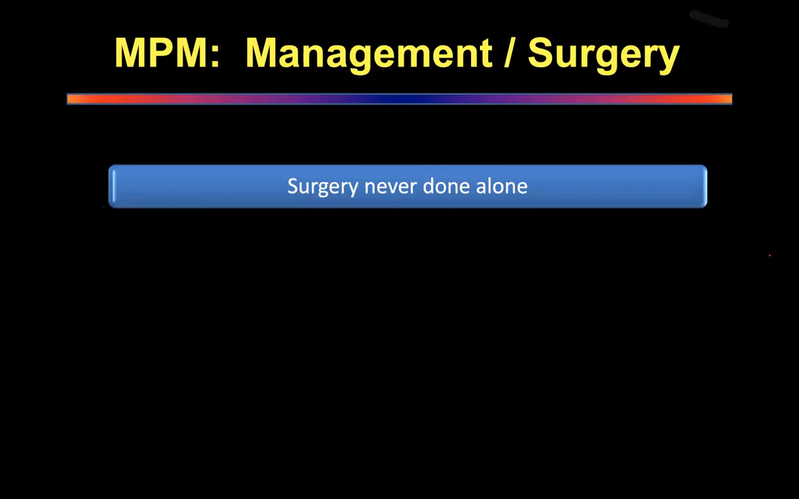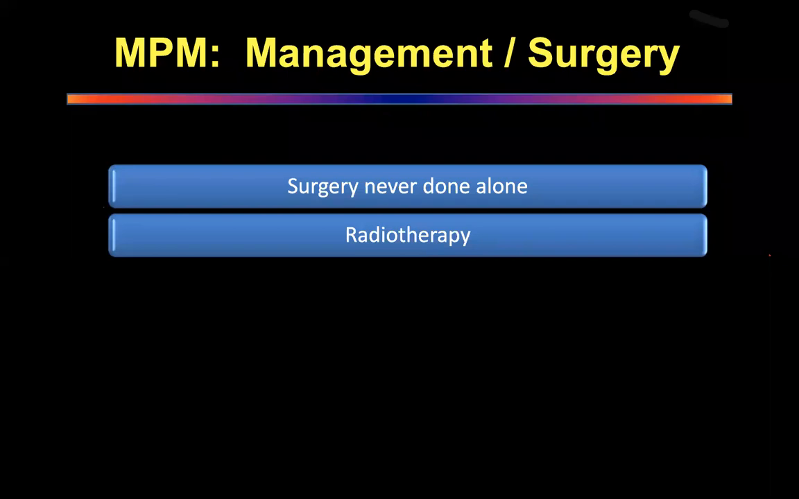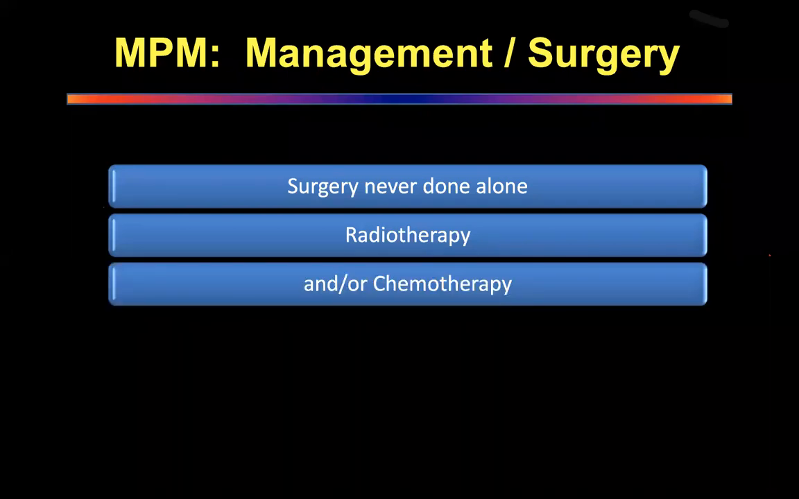Now, a few philosophies I'm talking about now. When you come to surgery for mesothelioma, surgery should never, ever be done alone. You cannot just say that I will operate on this patient and that's it. In all treatment protocols, surgery has to be a combination of other modalities. It can be surgery plus radiotherapy. It can be surgery plus radiotherapy plus chemotherapy, which is called a tri-modality treatment.